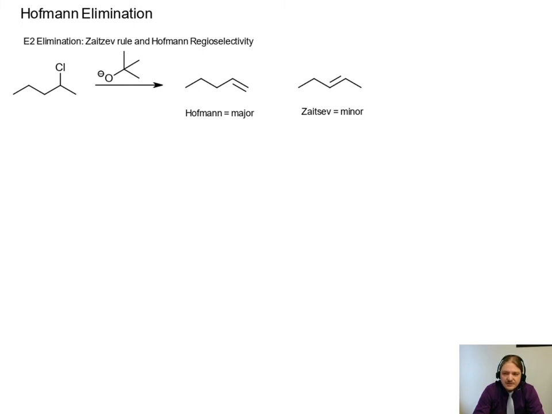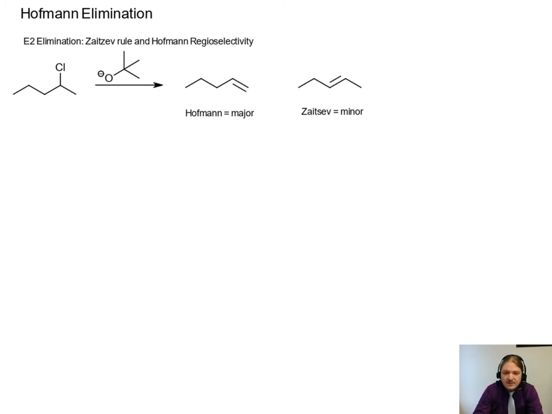But the E2 elimination reaction is a reaction of an alkyl halide with a strong base that results in an alkene. And there are two different regioisomers that could be products here. The Hofmann product, which is the less substituted product, and the Zaitsev product, which is the more substituted product. And when you're using alkoxides and some other bases, and you're using alkyl halides with the halide leaving group, this reaction is governed by the Zaitsev rule, where with a certain group of bases, that Zaitsev product is the major product because it's the thermodynamically more stable product. But there are a group of bases, like the tert-butoxide base that I've shown here, where the Hofmann product is the major product.